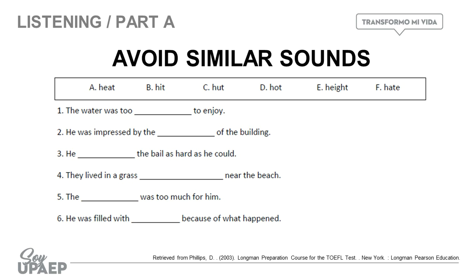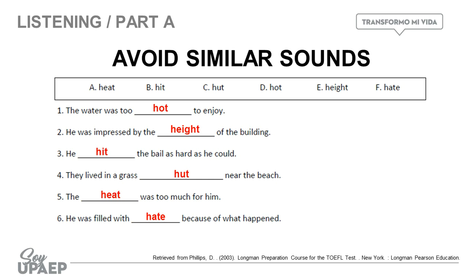Let's check our answers. Number 1. The water was too hot to enjoy. Number 2. He was impressed by the height of the building. Number 3. He hit the ball as hard as he could. Number 4. They live in a grass hut near the beach. Number 5. The heat was too much for him. Number 6. He was filled with hate because of what happened.